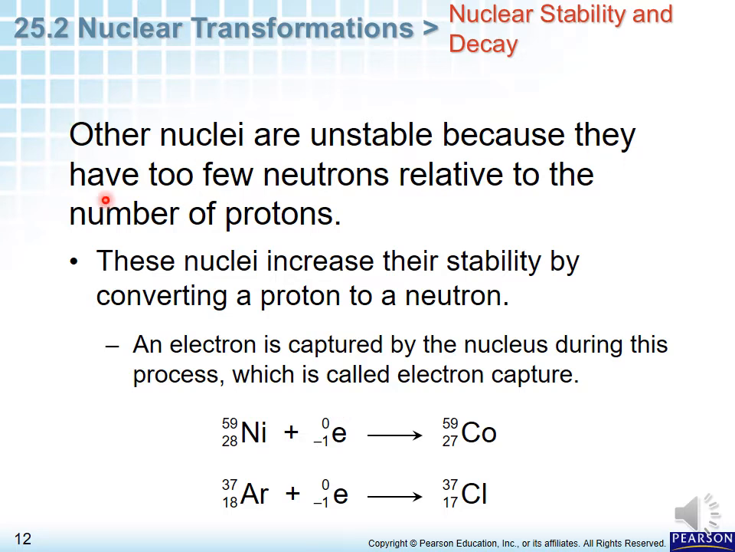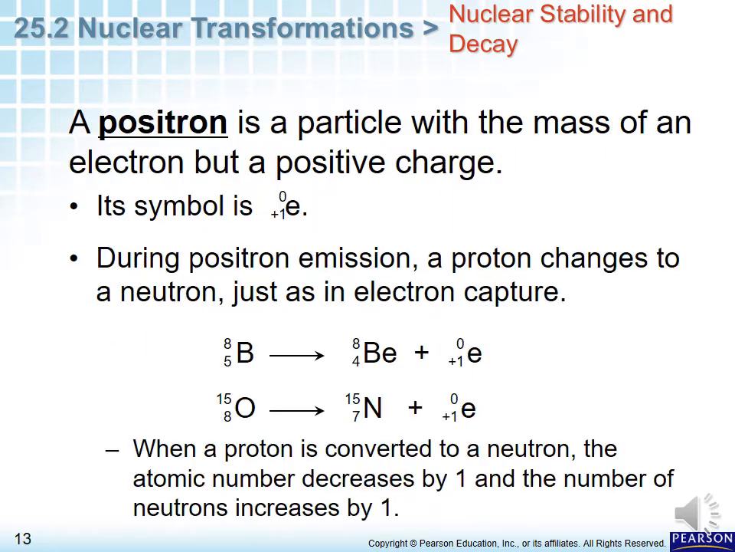Other nuclei are unstable because they have too few neutrons relative to the number of protons. These nuclei increase their stability by converting a proton to a neutron. An electron is captured by the nucleus during this process, which is called electron capture. See here, nickel gets one electron and becomes cobalt. This changes the number of protons, meaning the atomic number changes here: 28 to 27, here 18 to 17.